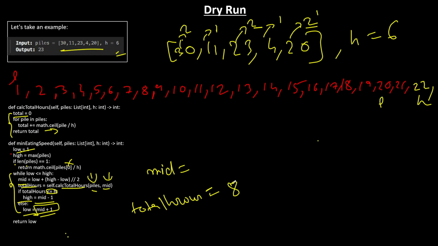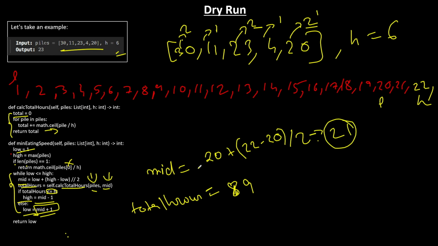Okay, 9. Again, we will calculate the values. So 20 plus (22 minus 20) divided by 2. So it will be, I guess, 21. Okay, now we will pass 21 again here. If we divide 30 by 21, it will take 2 hours. 11, 1 hour. 23 will take 2 hours again. 4 will take 1 hour again. 20 will take 2 hours again. Again, the value becomes 9, right? That means low will increase again. So now it is 22. Now L is standing here.